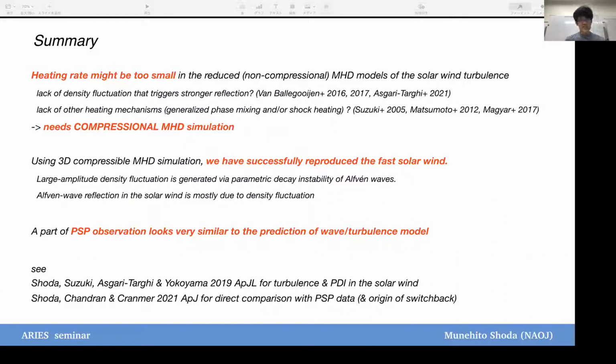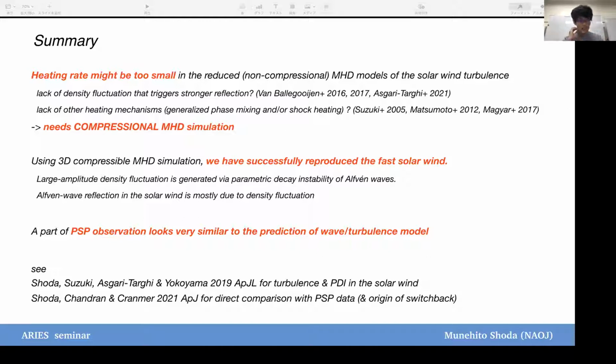And using 3-dimensional compressional MHD simulation, we have successfully reproduced the fast solar wind. And the large amplitude density fluctuation is responsible for this success. So the Alfvén-wave's reflection is promoted by density fluctuation, and the turbulent heating is promoted as well.